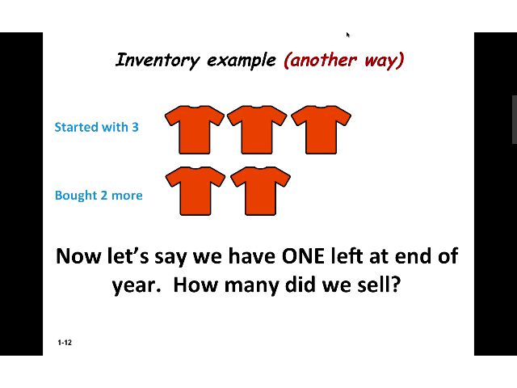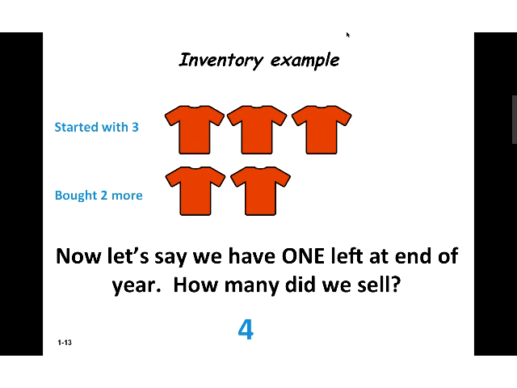Okay, so same example, but now we're going to go at it a different way. We started with 3 t-shirts, we bought 2 more. That's the same example, but now let's say we have 1 left at the end of the year. So before I told you we sold 1, now we say we have 1 left. So how many did we sell? Well, we sold 4, because if we have 1 left, we started with 3, we bought 2, we had 5 available for sale, we're saying we have 1 left, that means we had to have sold 4.